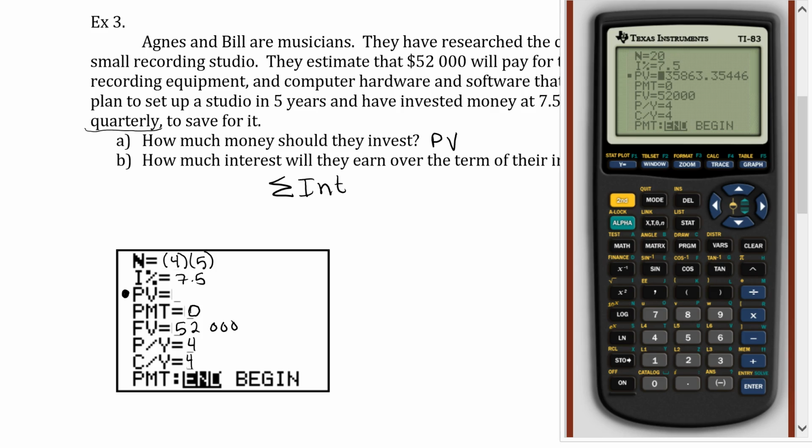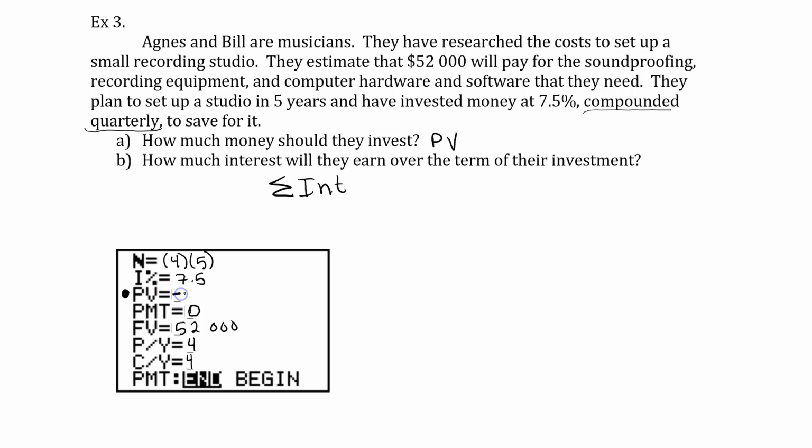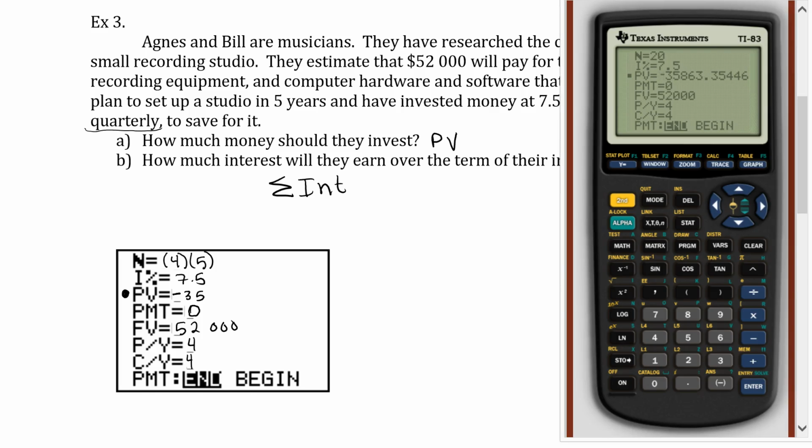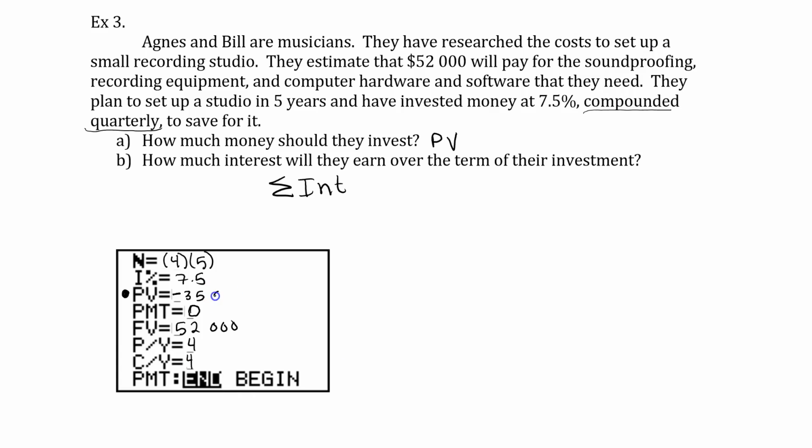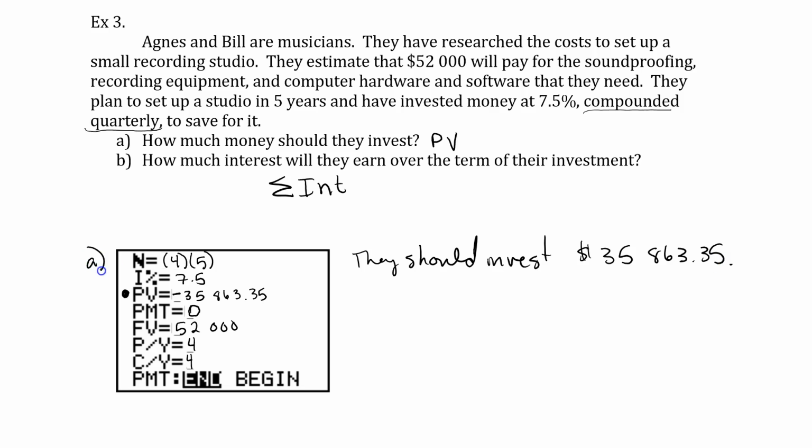So that is exactly what I'm going to put in here. Negative 35,863.35. Perfect. So how much should they invest? They should invest $35,863.35. That is our A question.